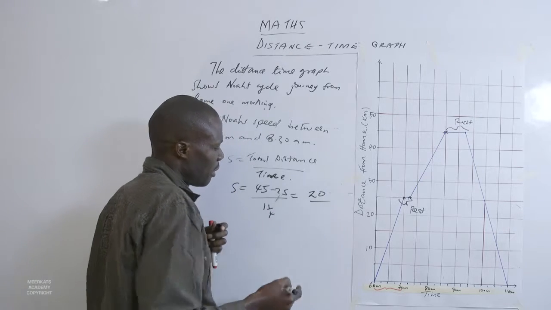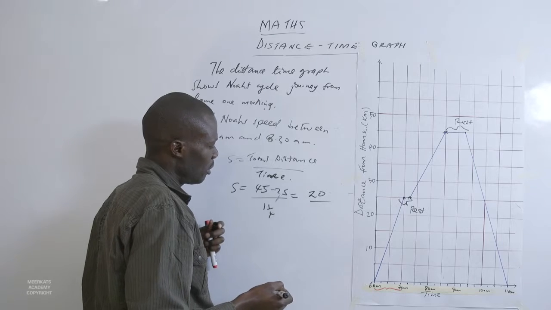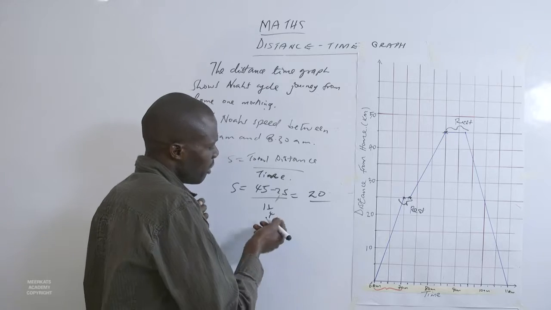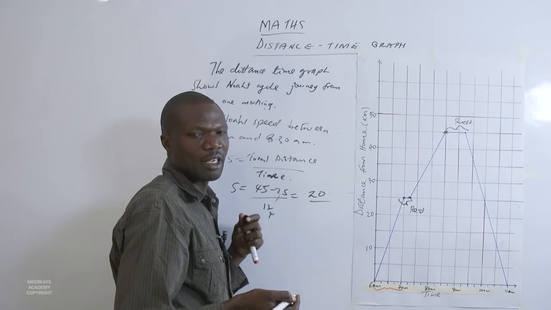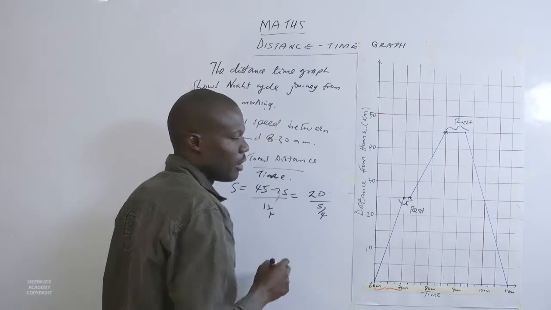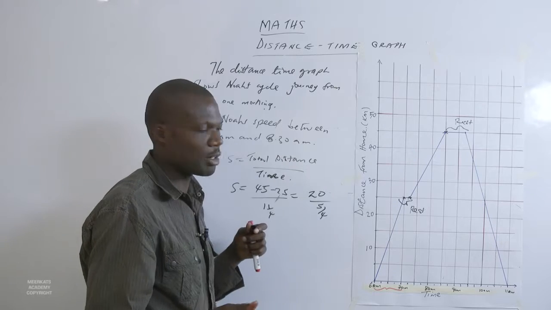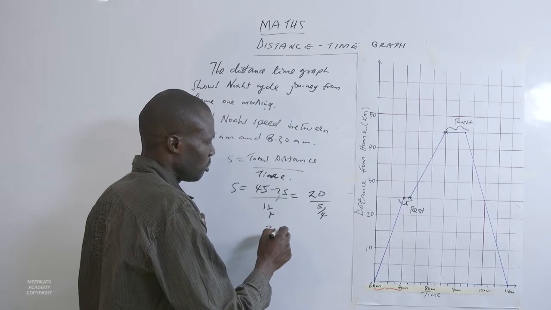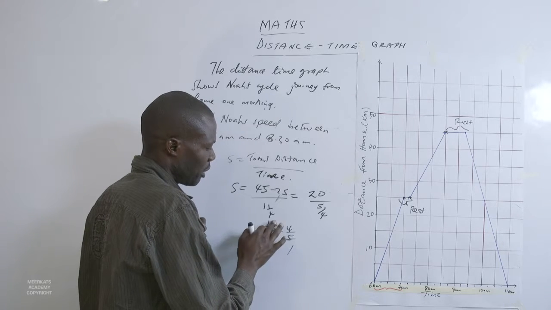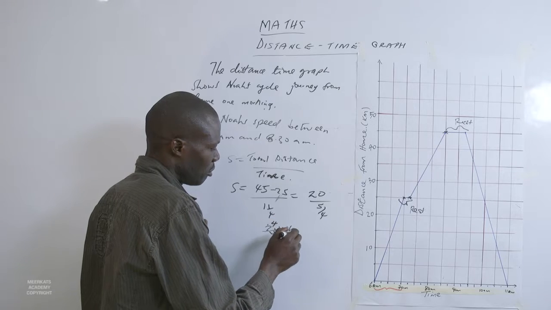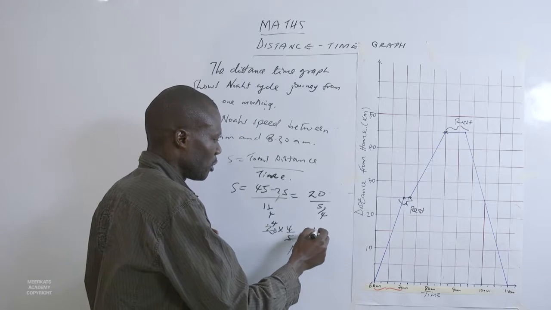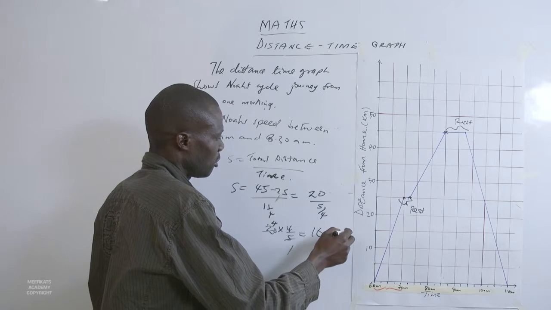Now this one, 1¼ is the same as 1.25, I want to believe. Or we just use the normal improper fraction. This is simply 5 over 4. So when you are dividing, it's the same as multiplying by the reciprocal. So this is 20 multiplied by 4 over 5. 5 into 20 is 4. You get what? 16 kilometers per hour.